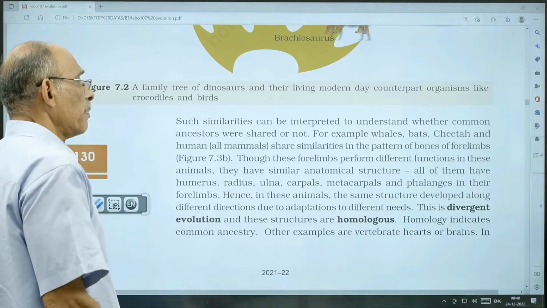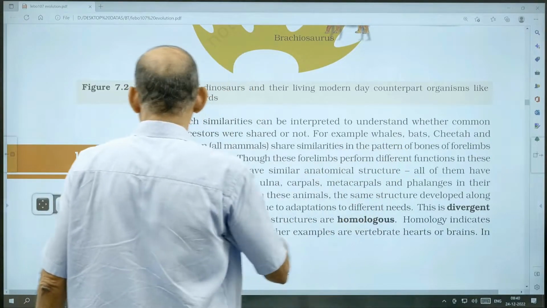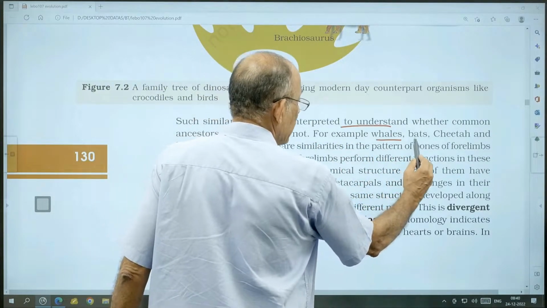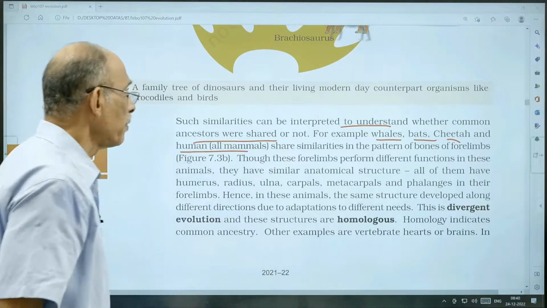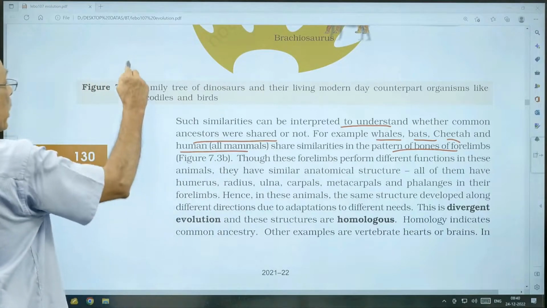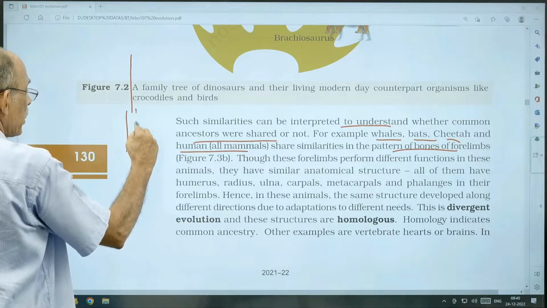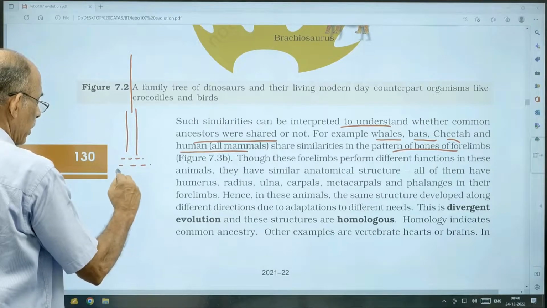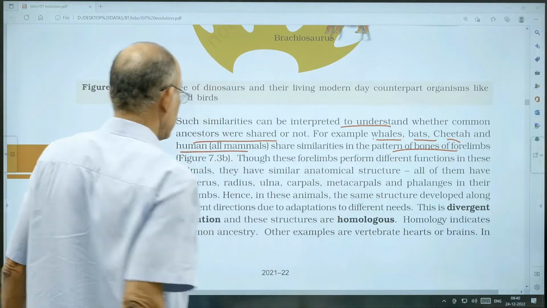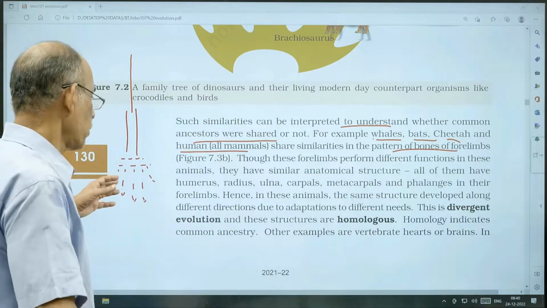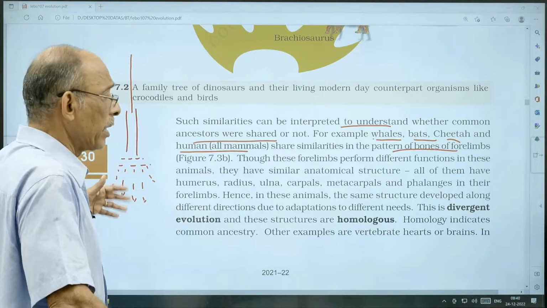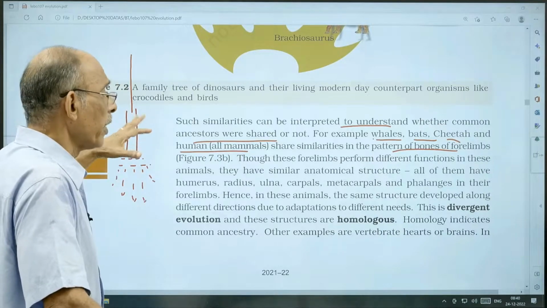Such similarities can be interpreted to understand whether we shared a common ancestor or not. For example, whales, bats, cheetah, and humans, all mammals, have similarity in the pattern of bones of forelimbs. They have a pentadactyl limb: humerus, radius, ulna, carpals, metacarpals, and phalanges. The same basic construction is seen in whale, bats, cheetah, and human beings. In human beings, it is for holding. In bats, it is modified into a wing. In whales, it is for paddling through water. And in cheetah, it is modified for running.